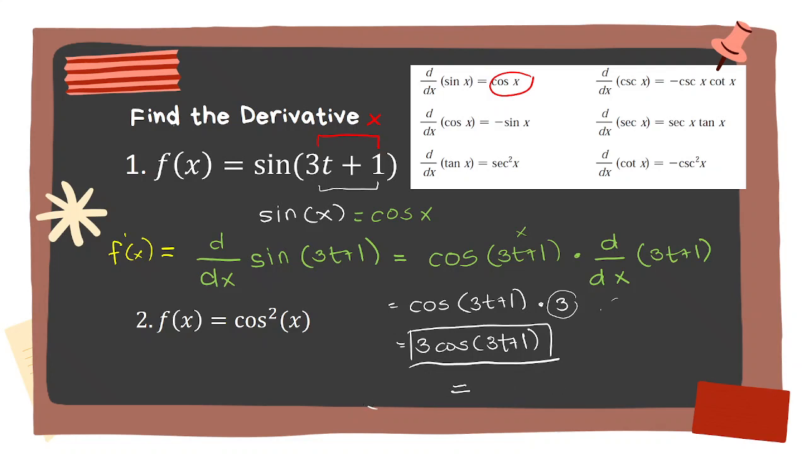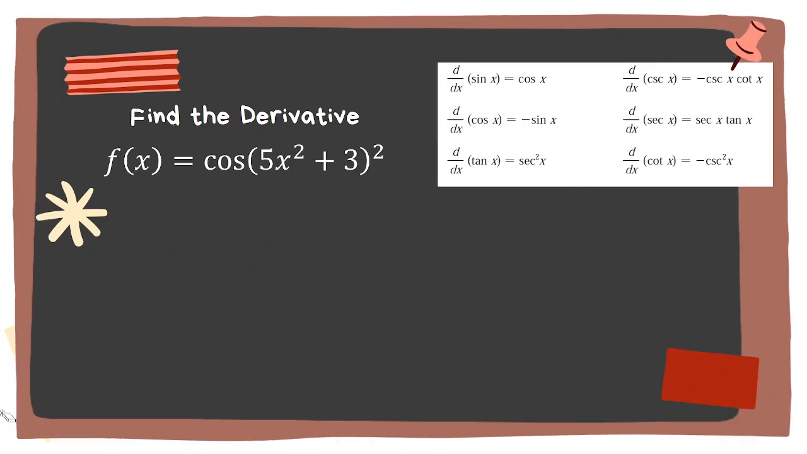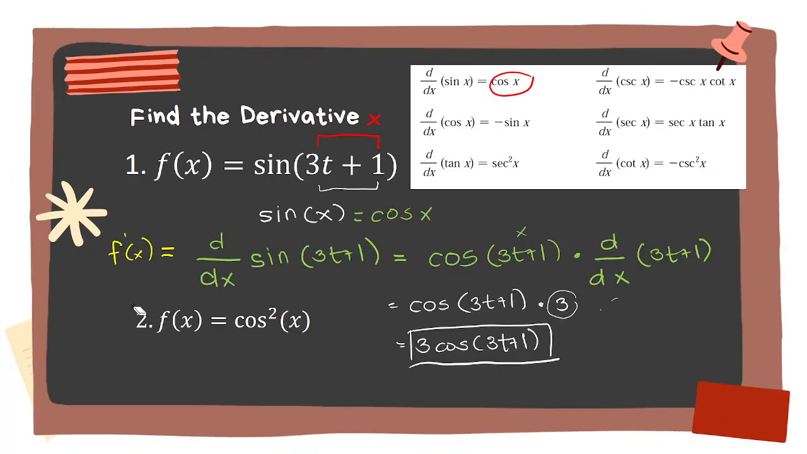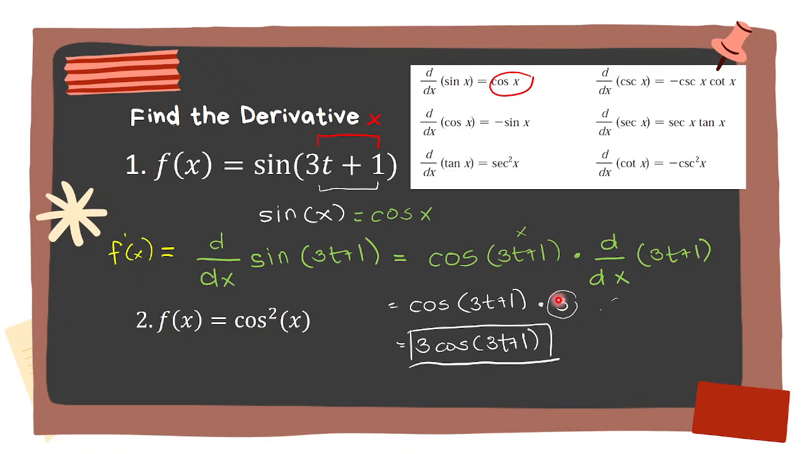Okay, wait lang. Medyo nalito lang ako. Yung 3 cosine... Di po ba yun rearrange lang? Ganito ha. Minultiply ko lang yung 3 dito, kaya naging 3 cosine 3t plus 1. Gets mo? Okay. Ayan. Rearrange lang.